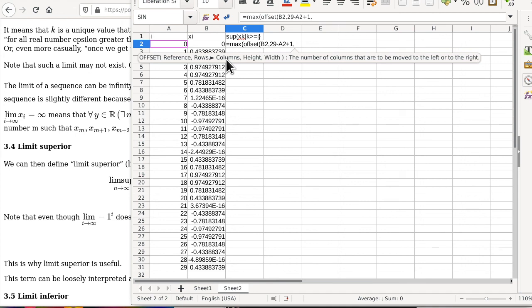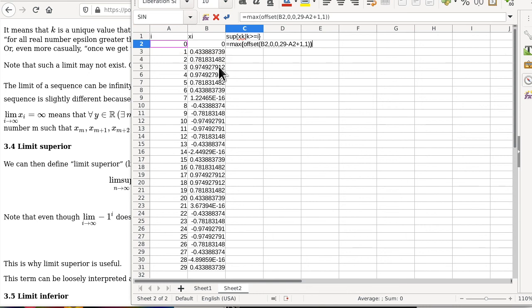The number of columns that are moved to the left or the right. Oh, okay, I take it back. So it's B2 with 0 offset, and then the height is where I need to do that calculation: 29 as a constant minus A2 plus 1, and then the width is just going to be 1. So this offset defines over which portion of the spreadsheet I am trying to figure out the maximum. And then we need another close paren, and that should do it.